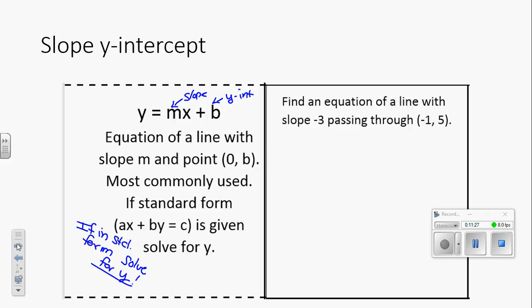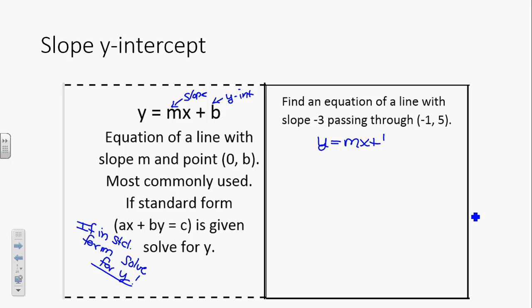So this next example is asking us to find the equation of a line with a slope of -3 that passes through -1, 5. And we're going to use the slope y-intercept form. So the first step is always to write y equals mx plus b. And we have to identify our slope. That's our m. M for slope, not for midpoint. Okay? So that's our movement. That -3 is going into the m spot.